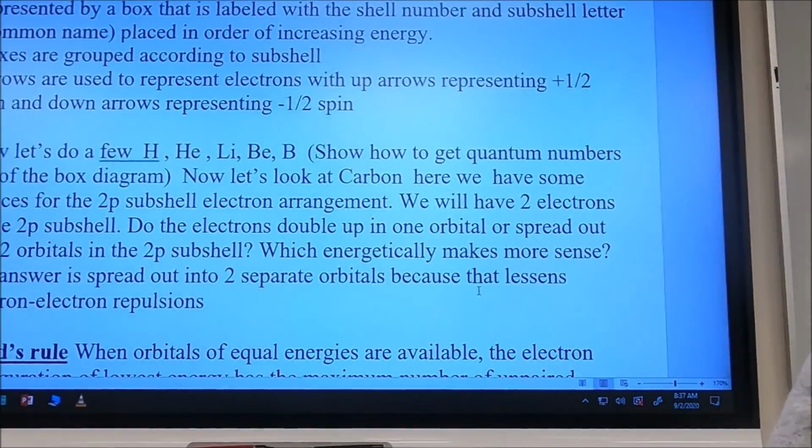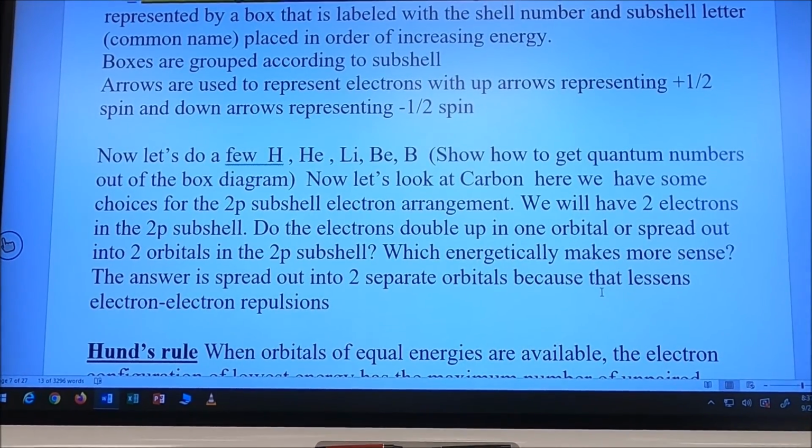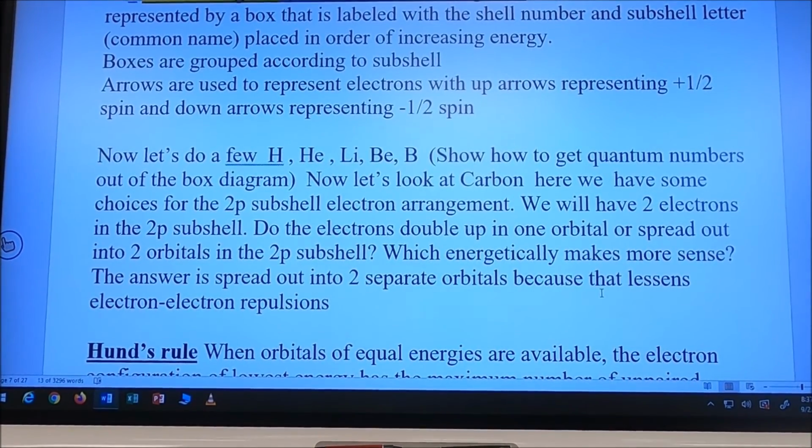Okay, a box diagram, also called an orbital diagram. Each orbital is represented by a box, labeled with its shell number and its subshell letter, its common name, and placed in order of increasing energy. Boxes are grouped according to subshell.